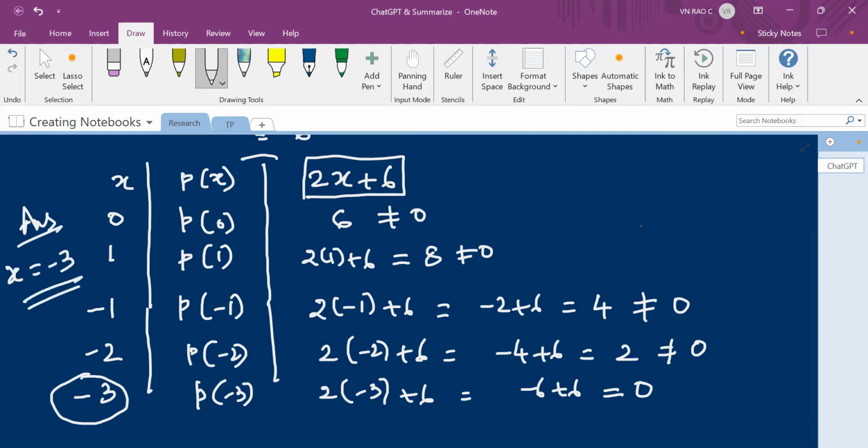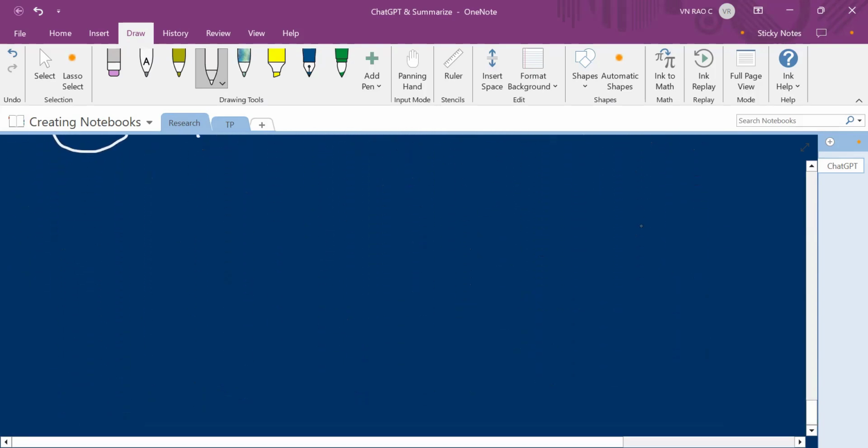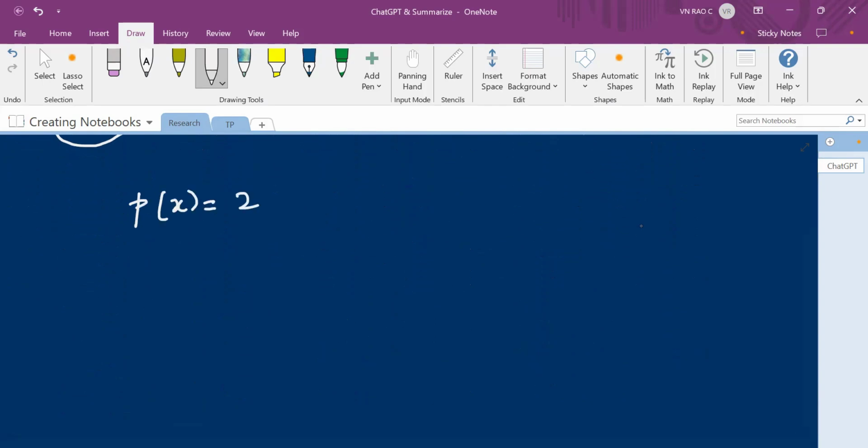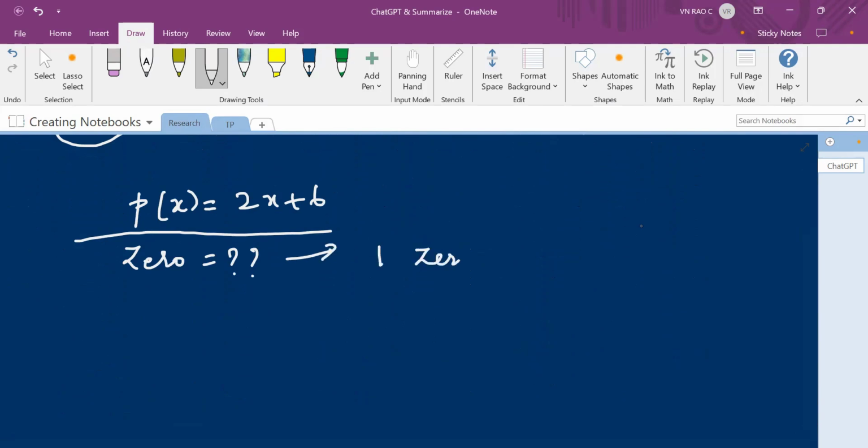But this is a lengthy process, and I have chosen it to make you understand. Now, straight away, suppose p of x is equal to 2x plus 6 is given. How do I find the zero of this polynomial? You already know that there is only one zero to this polynomial because the given polynomial is linear.